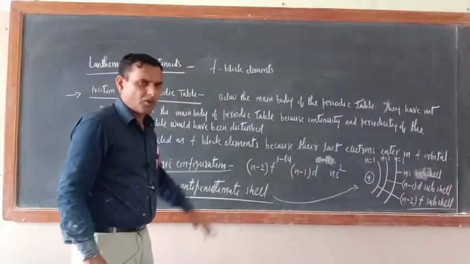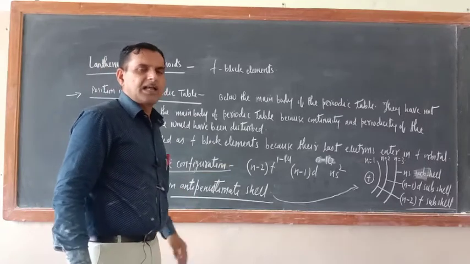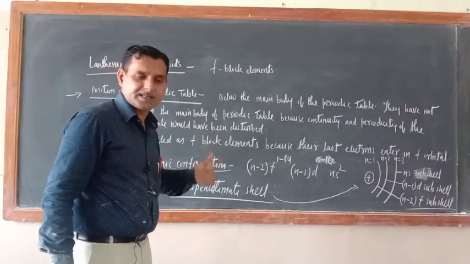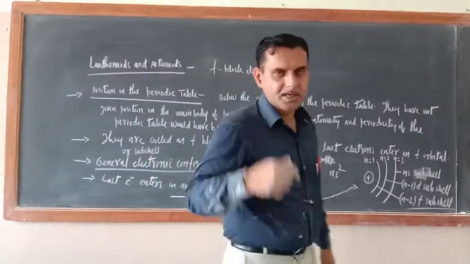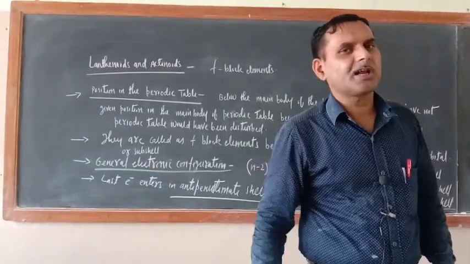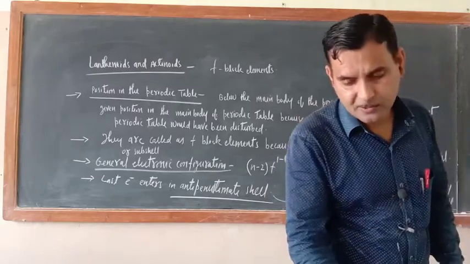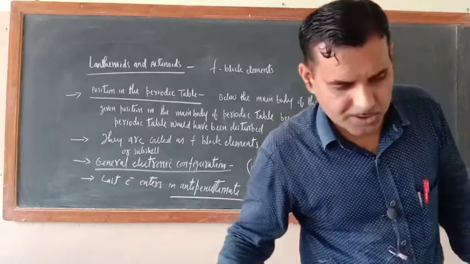There are some more points regarding this one. Lanthanides are known as the 4f series, actinides are known as the 5f series. We'll write all those things. They are known as inner transition elements. They are also known as heavy earth metals. We'll justify those words.